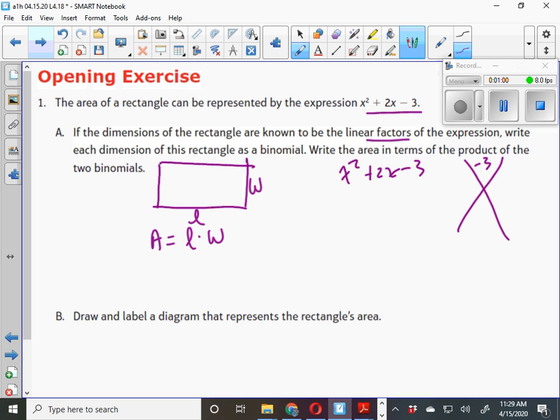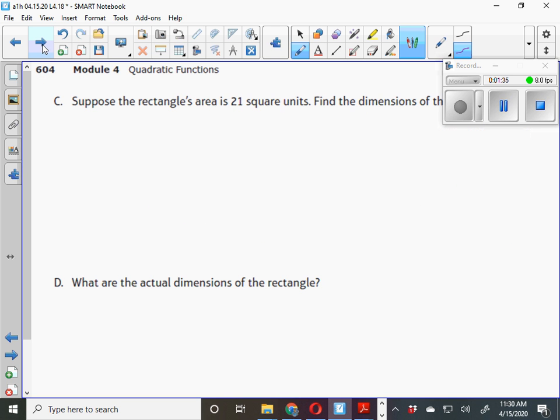Negative 3 and 2 can only be 3 and 1, where one of these is negative. That's got to be positive, that's got to be negative. So x plus 3, x minus 1 is our linear factors. If we plug that in here, area is equal to x plus 3 is the longer side, x minus 1 is the shorter side. And we've actually labeled the diagram already. All right, with that in mind, let's keep going.